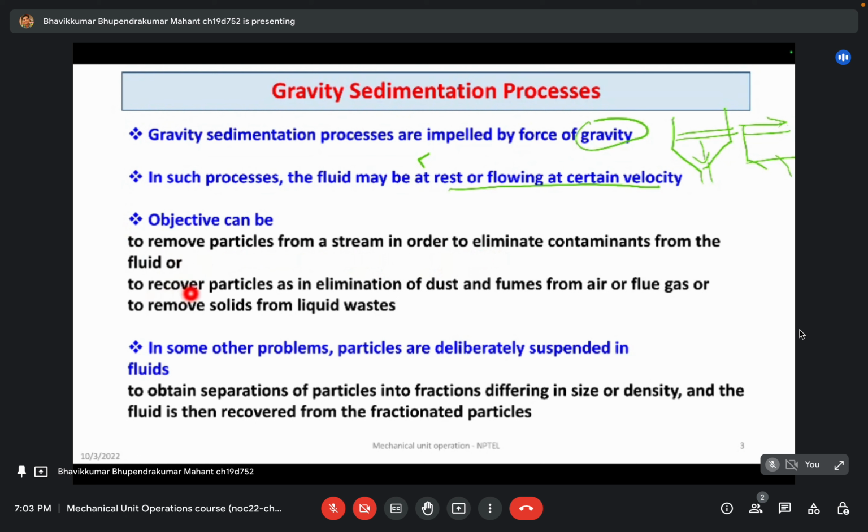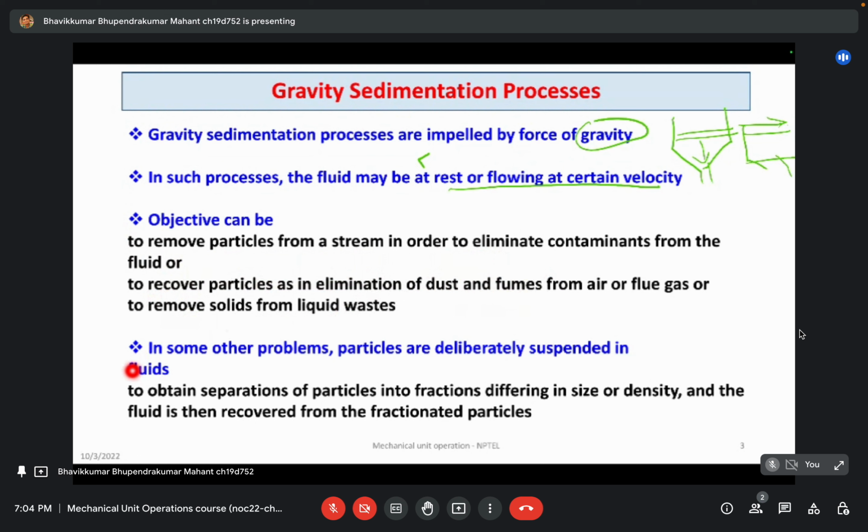Sometimes we want to remove particles, as in elimination of dust and fumes from air or flue gas. Sometimes our fumes or flue gas has some dust particles we want to remove. Then also gravity sedimentation can work. And the important example is to remove the solid from liquid waste.